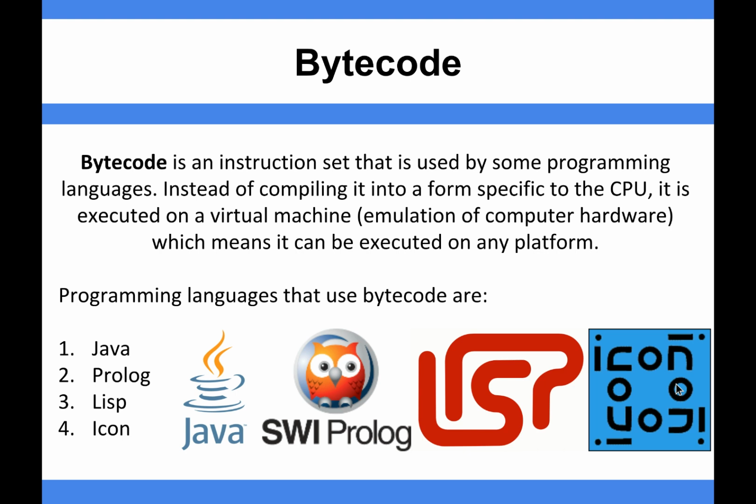Other examples are Prolog, Lisp, and Icon. There are probably lots more, but to be honest, I only knew two of those that use bytecode. I knew of Java and Lisp, but apparently Prolog and Icon do as well. And I'm sure if I'd done more research, I would have found more. But the most famous one that uses bytecode by a mile is Java.